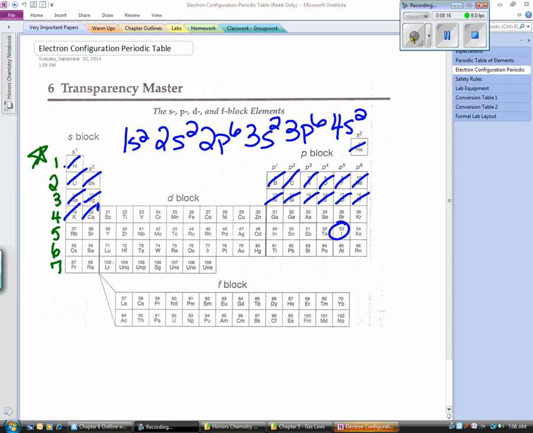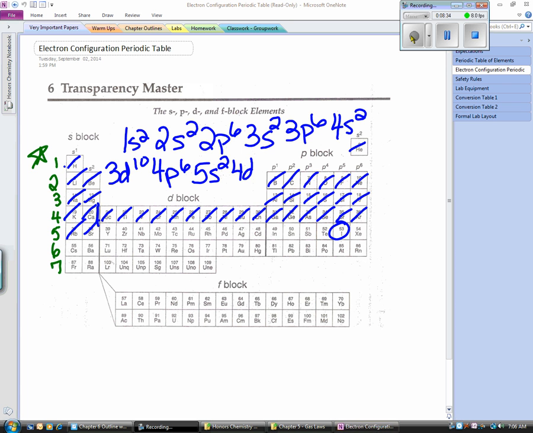Now this is the roadblock, remember. 3D, 1, 2, 3, 4, 5, 6, 7, 8, 9, 10. Okay, and then 4P, 1, 2, 3, 4, 5, 6. Fifth energy level, S, 2's, 4D, 1, 2, 3, 4, 5, 6, 7, 8, 9, 10. And then 5P, 1, 2, 3, 4, 5. So iodine is 1s2, 2s2, 2p6, 3s2, 3p6, 4s2, 3d10, 4p6, 5s2, 4d10, 5p5. Okay? Let's try another one.